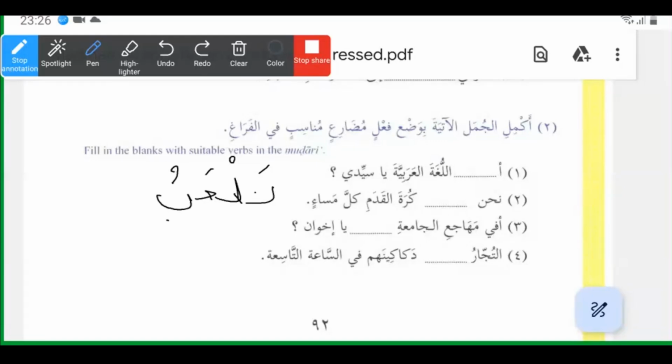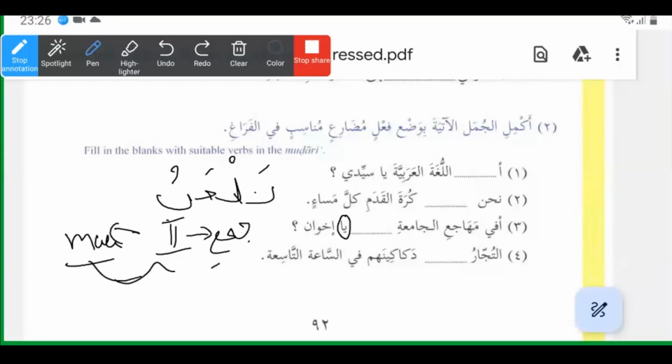أفي محاجئ الجامعة dash يا إخوان. Akh is singular, Ikhwan is the jama. So again, ya coming means second person, and Ikhwan is the jama. So this is a jama concept we have to use, second person and jama, and Ikhwan is male. So now we have to see which among the following fail will come.